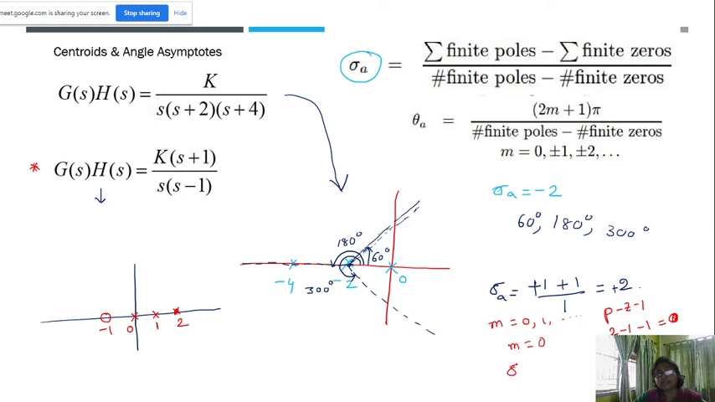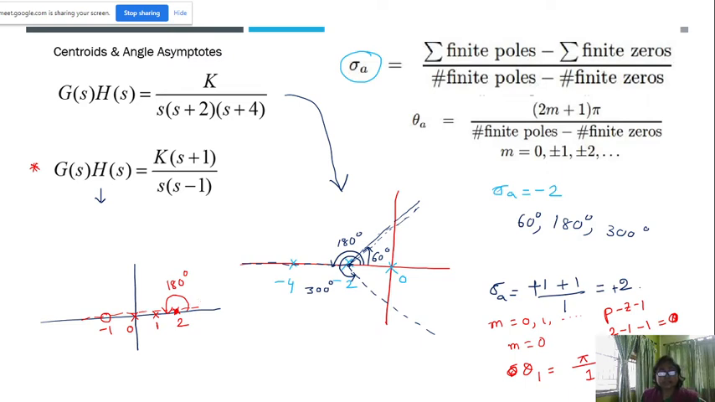So that asymptotic angle theta 1, for m equal to 0, will be 180 degree divided by p minus z. That means it will be 180 degree. So here we will draw the asymptotic angle as 180 degree. That means my root locus will finally follow this path.